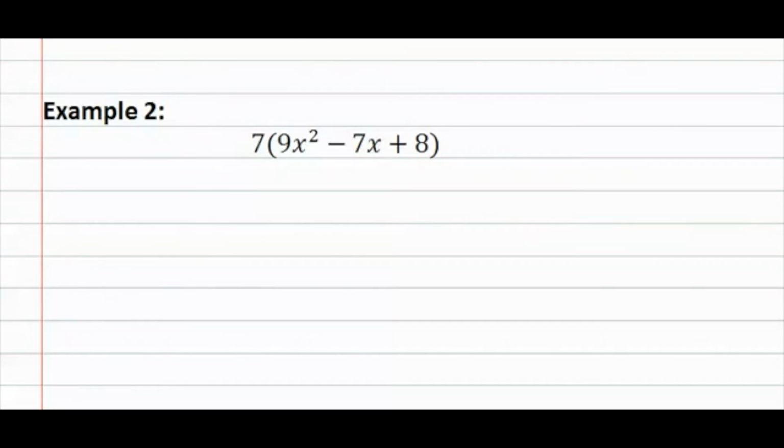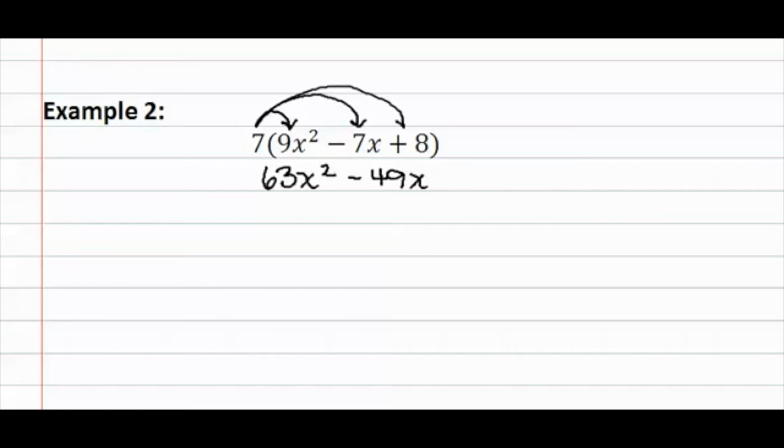In example 2, we will do another distribution problem. In this case, the number out front is a positive number. We follow the same steps by multiplying the 7 times the 9x squared. 7 times 9 is 63, and remember we must write the x squared. The second step is 7 times negative 7, which gives us a negative 49x.